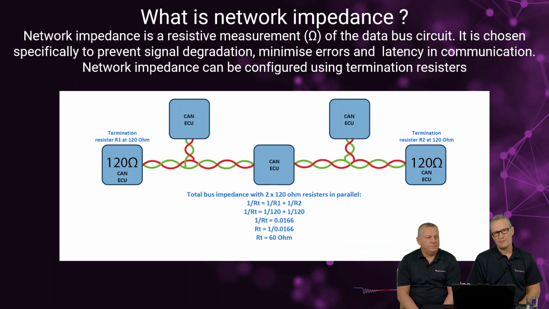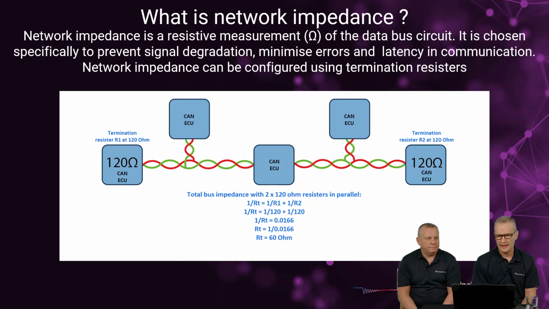Network impedance, this is something that we'll look at in several upcoming videos, but it's an important one. It's a resistive measurement, so the unit is ohms, of the data bus circuit, and it is chosen specifically to prevent signal degradation, minimize errors and latency in communication. Network impedance can be configured using termination resistors. So you may have, with your diagnosis in the past, carried out that fundamental check, and it will reveal several faults straight away, and that is network impedance, just the resistance of the network.